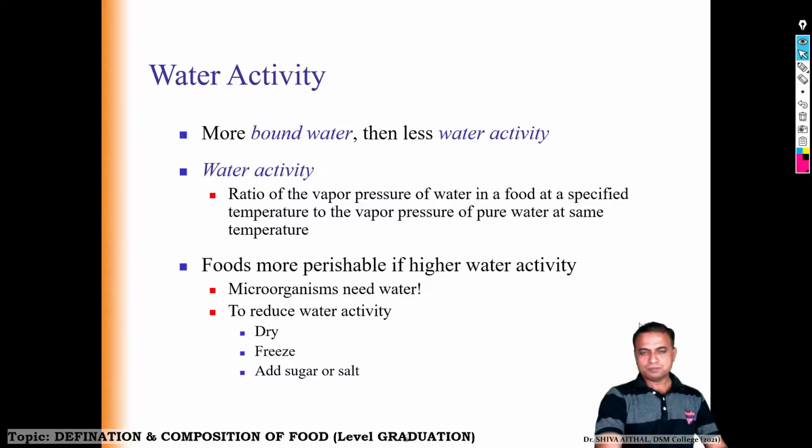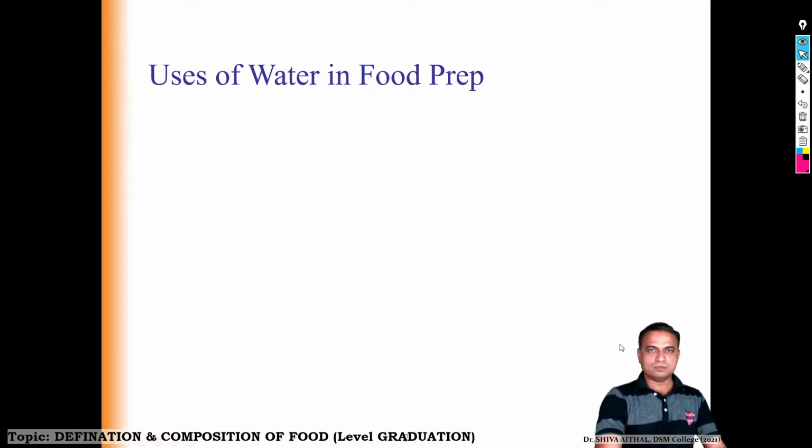Microorganisms, they need water. If you want to reduce the water activity and make the food more stable, shelf life longer, not perishable, then dry it, freeze it, add sugar or salt, which we do in pickles and jams. You remove the water activity. Once the water activity is removed, it is not available, so the microorganisms cannot act and the food remains stable. So these are sort of preservatives.